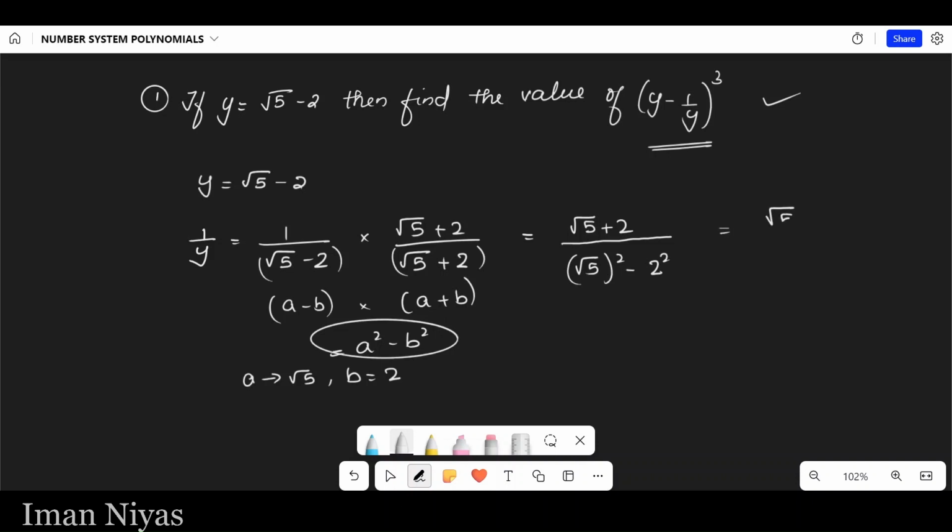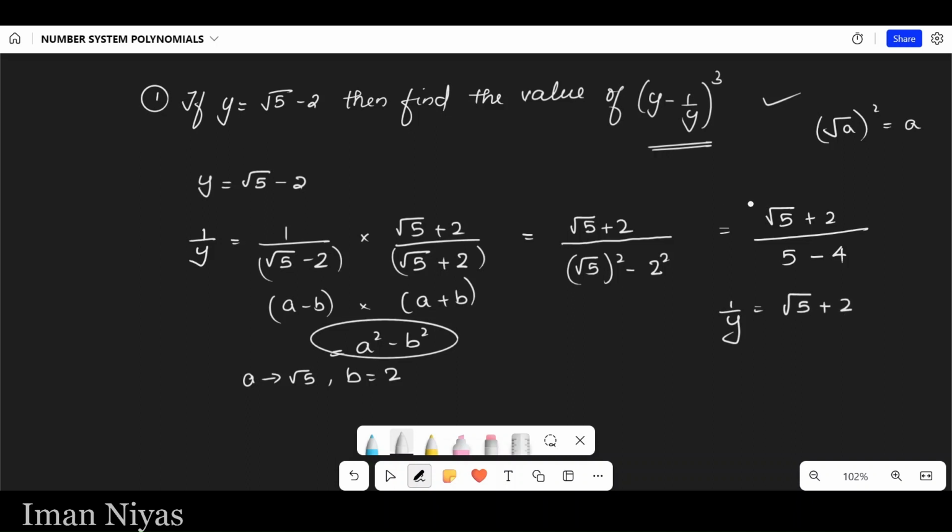So you can see here root 5 plus 2 divided by root 5 the whole square. What is the root of a number when it is squared? You will get the number itself, right? So can I write here as 5 minus 2 square? You all know that is 4. So the denominator comes as 1 now. So 1 by y is equal to what you got, root 5 plus 2.